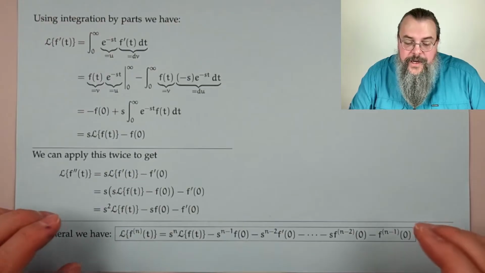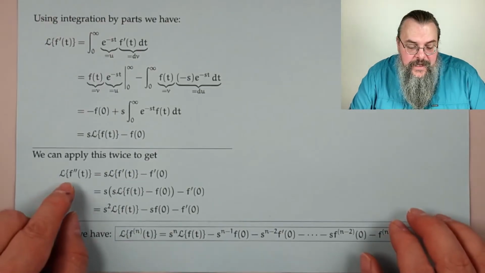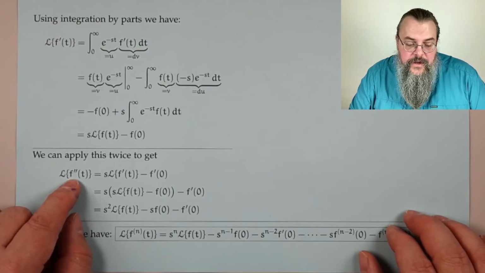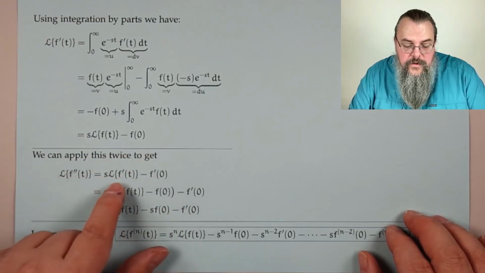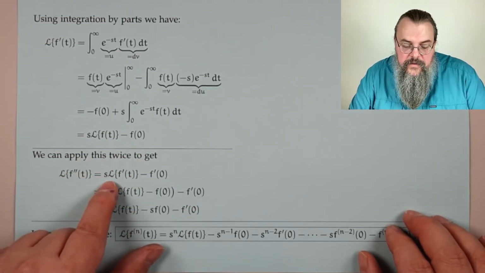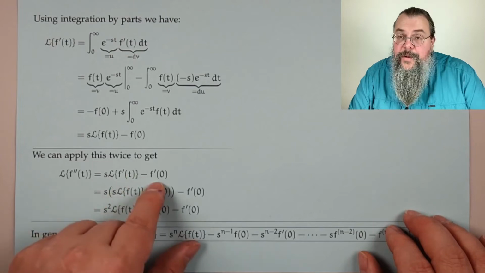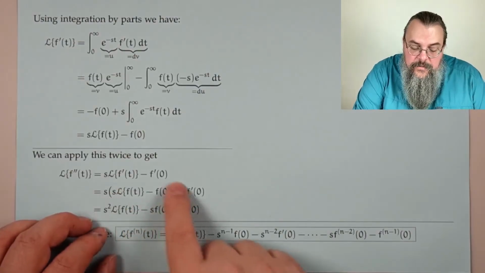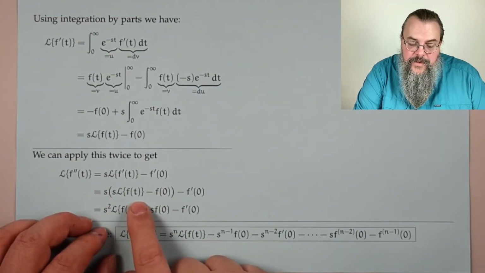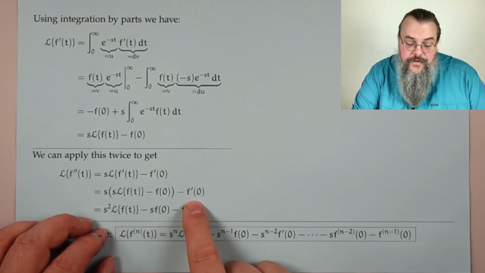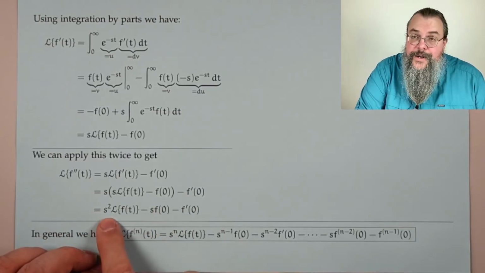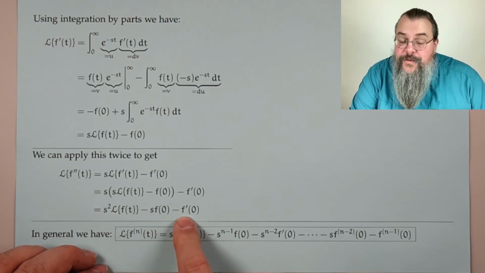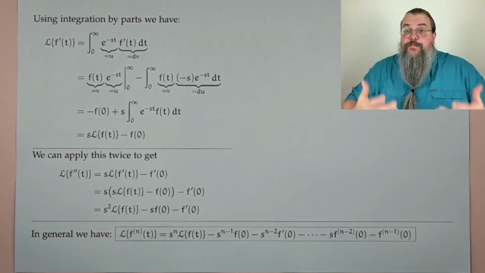Well, it's a rule so nice, we can apply it twice. If I think of the second derivative, it's the derivative of the first derivative. So I'm applying this rule to the first derivative. So it's s times the Laplace transform of f prime of t minus f prime of 0. And now, again, apply the rule. So you get s times all of this: s times the Laplace transform of f of t minus f of 0, minus f prime of 0. Or s squared times the Laplace transform of f of t minus s f of 0 minus f prime of 0. And you can repeat.